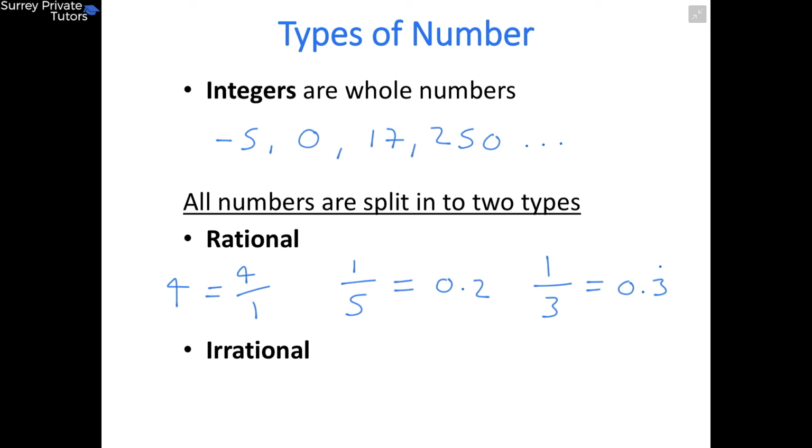Irrational numbers, however, cannot be written as a fraction. So these include things like certain square roots, so root 2 and root 3, for example, and also the number pi. And these repeat forever and ever, and they are non-repeating in terms of they don't have a pattern. So they're never-ending numbers, which are non-repeating, and they're known as irrational numbers.